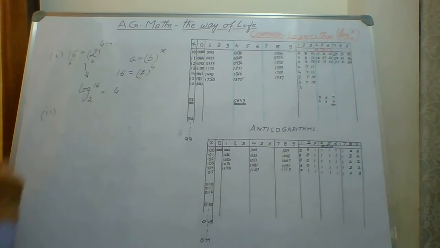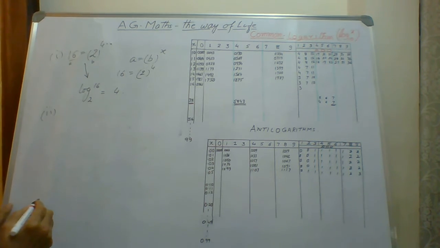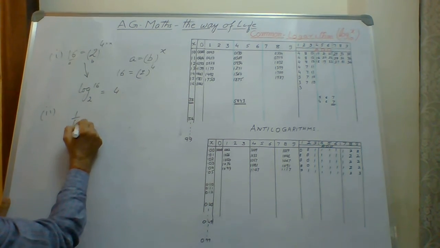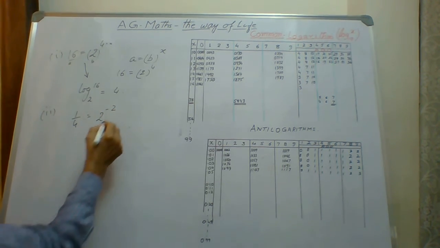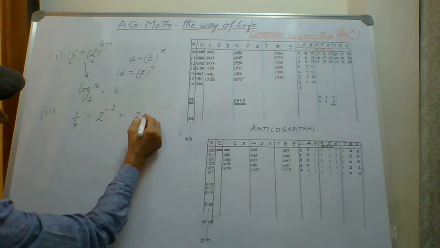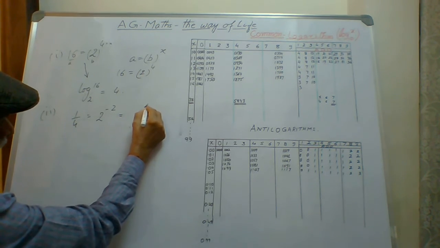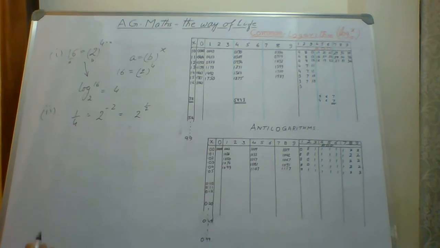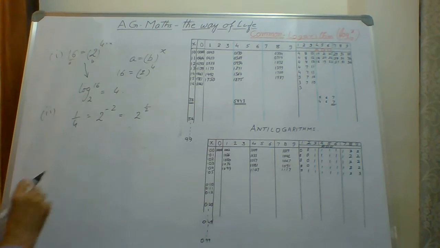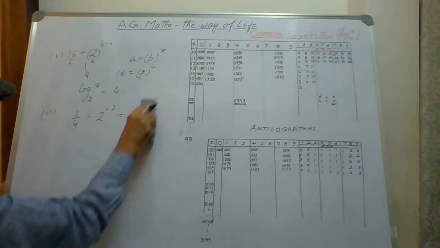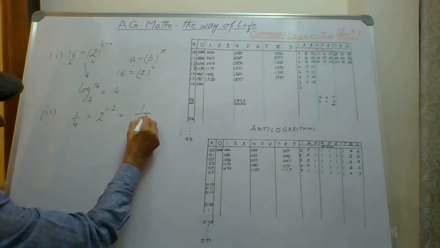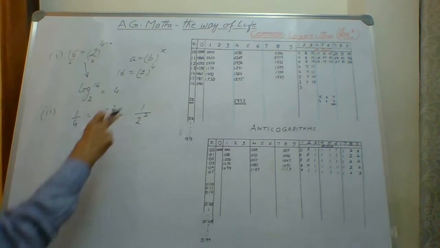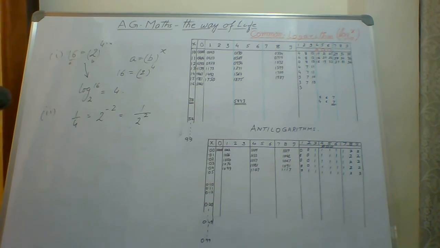Suppose I give you another one to write, say write 1 by 4 is equal to 2 to the power minus 2. 2 to the power of minus 2 is nothing but 2 raised to the power 1 by 2. No, that will not be the case. If it is minus 2, then we say 1 by 2 to the power plus 2. This power will become plus when I put the reciprocal of it.